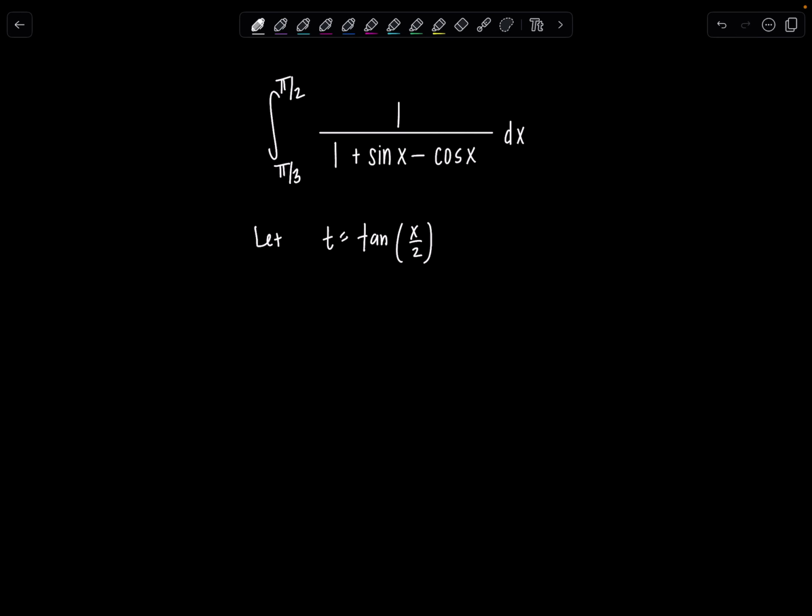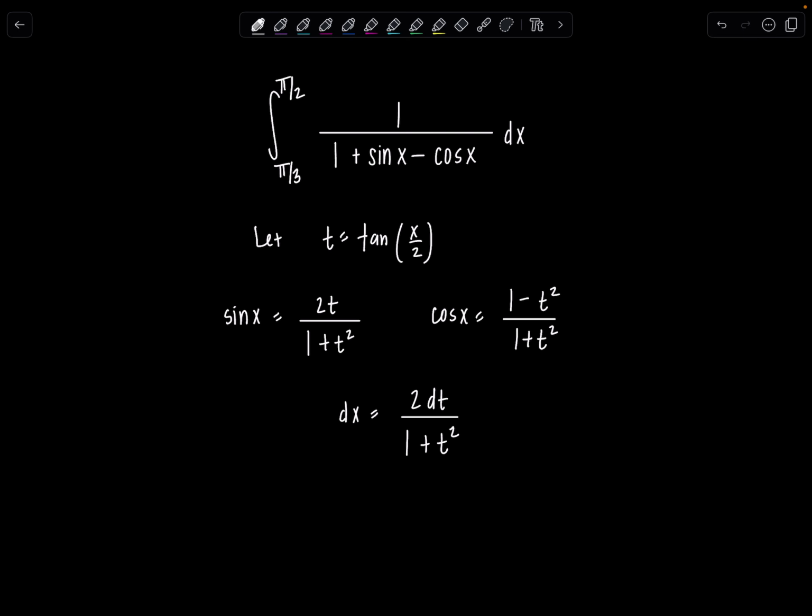But like I showed in that video, if you make the substitution t equals tangent of x over 2, then sine of x is equal to 2t over 1 plus t squared. And cosine x is equal to 1 minus t squared over 1 plus t squared. And then the last component that we're going to need is also our differential dx, which equals 2 dt over 1 plus t squared. So I showed the derivation of those in that video. I'm just going to apply them here.